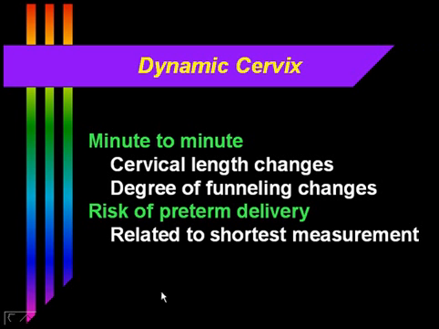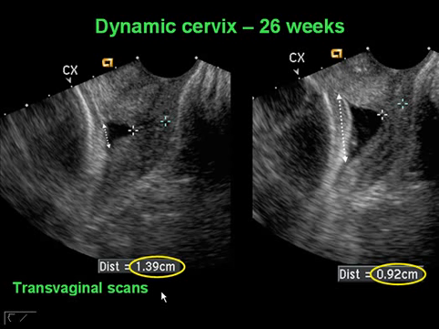In some cases, the cervix changes minute to minute, and thus we need to look at the cervix for more than just a single measurement. This has sometimes been called a dynamic cervix. When we see this, we do want to measure the cervix at its shortest measurement. The degree of funneling will change, the length may change, but the risk of preterm delivery is related to the shortest measurement of the residual closed portion of the cervix.